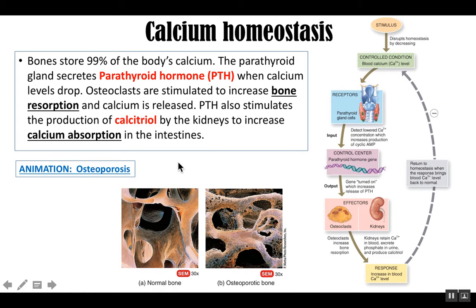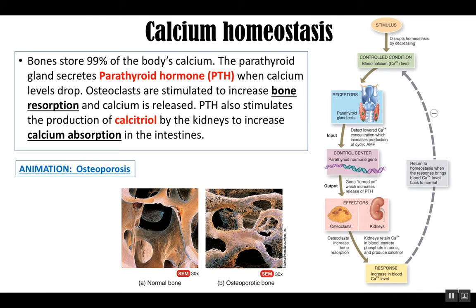The next thing I'd like to talk about is calcium homeostasis. This is one of the more important topics in this entire PowerPoint. It has to do with the fact that bones contain a large amount of minerals. Obviously, the most abundant mineral being calcium. And therefore, bones can act as a reservoir where if we are losing calcium levels in our bloodstream, we have somewhere to get more calcium.